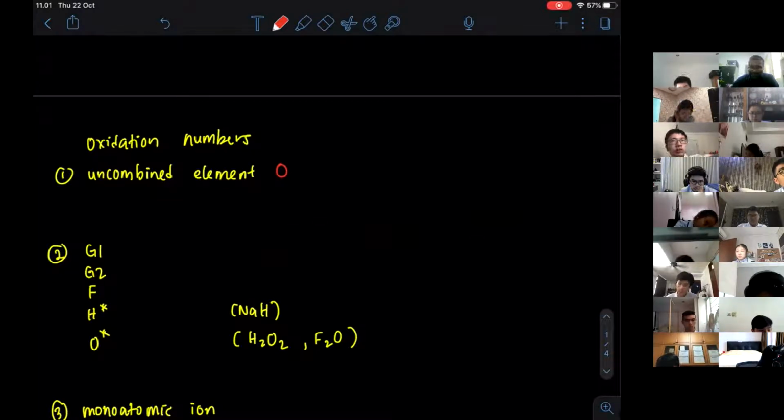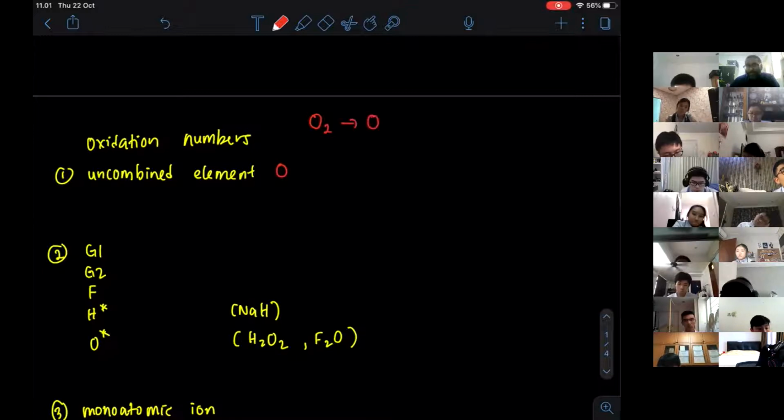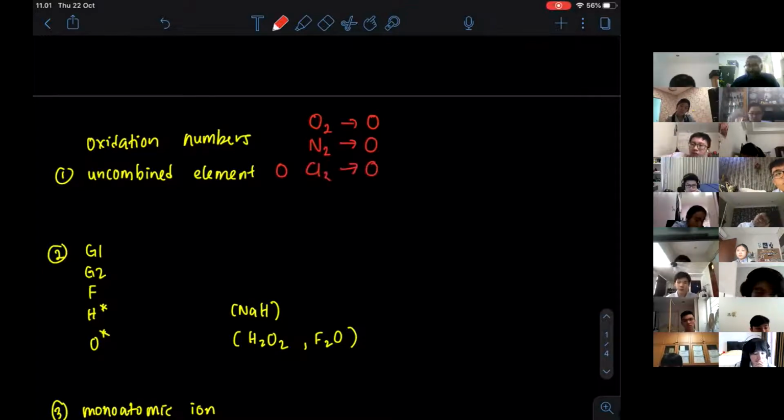I'll give you one example. O2 is an uncombined element. They don't combine with other things. So O2 has an oxidation number of 0. The same thing if you have N2, oxidation number is 0. Cl2, oxidation number is 0. Let's look at Fe. It's an element, just an element alone. Oxidation number is 0.